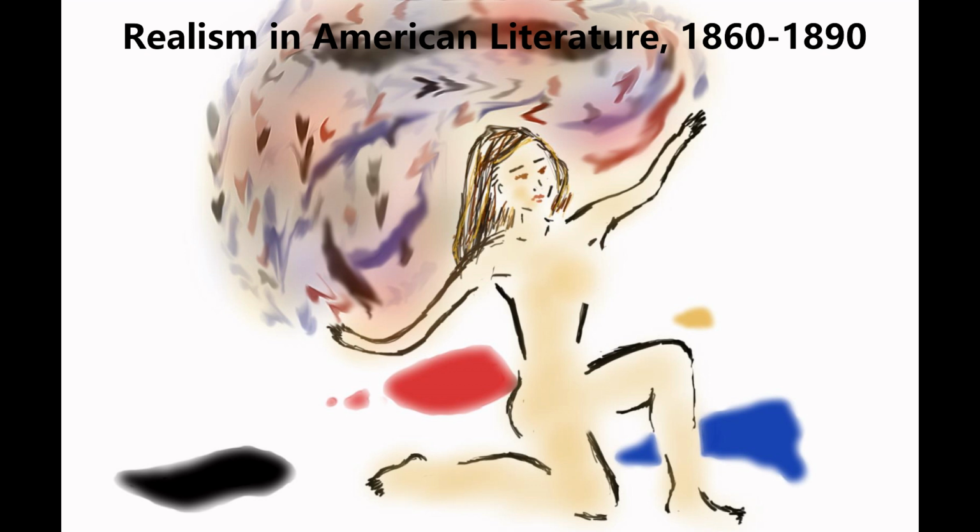For an account of these and other issues, see the Realism bibliography and essays by Pizer, Michael Anesko, Richard Lehan, and Louis J. Budd, among others, in the Cambridge Companion to American Realism and Naturalism.